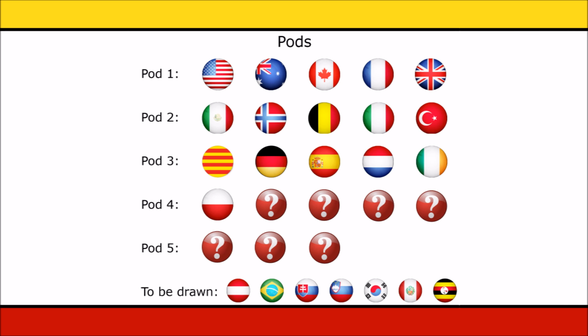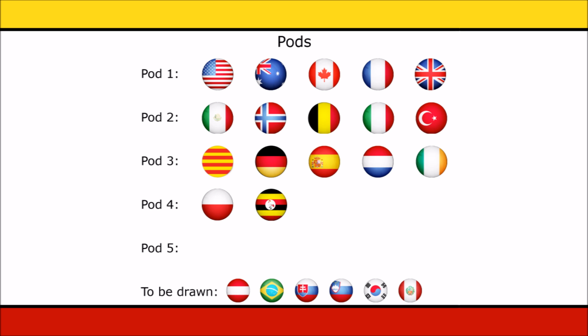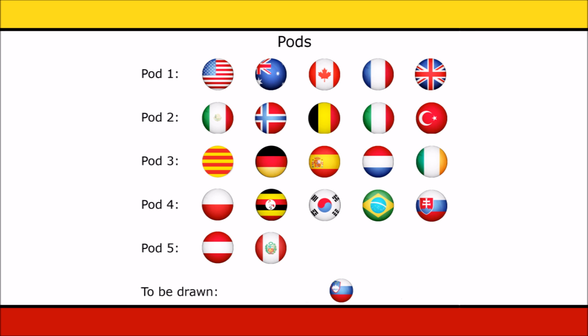The initial draw will now begin. The first team drawn into Pod 4 is Uganda. The second team drawn into Pod 4 is South Korea. The third team drawn into Pod 4 is Brazil. Finally, the fourth team drawn into Pod 4 is Slovakia. This results in Austria, Peru, and Slovenia encompassing Pod 5.